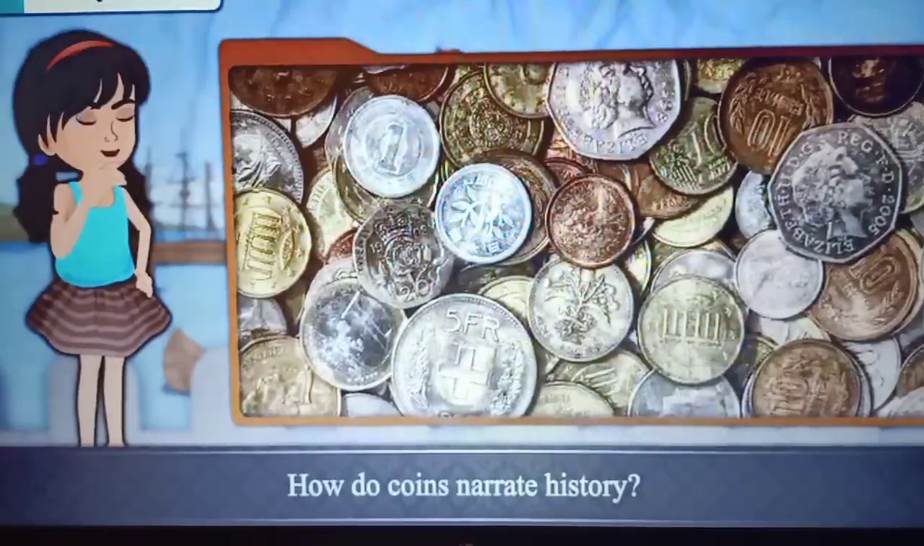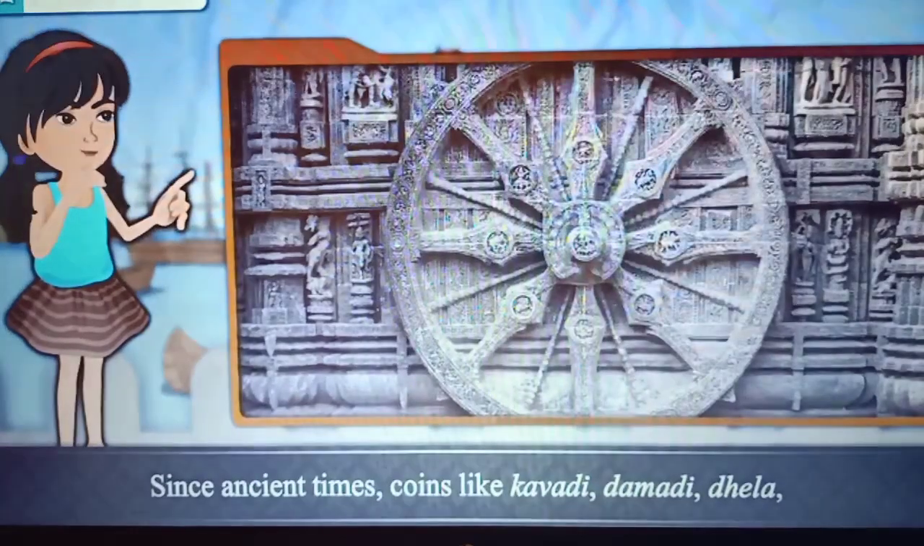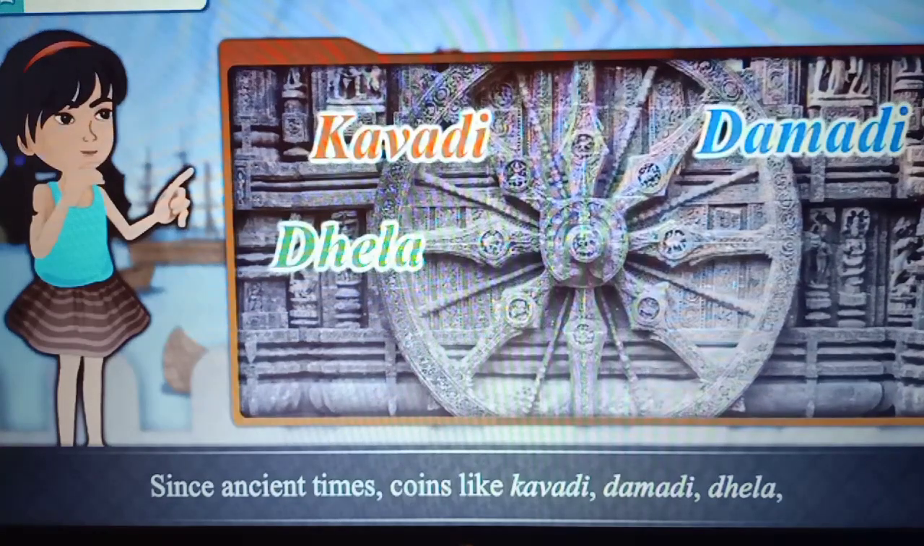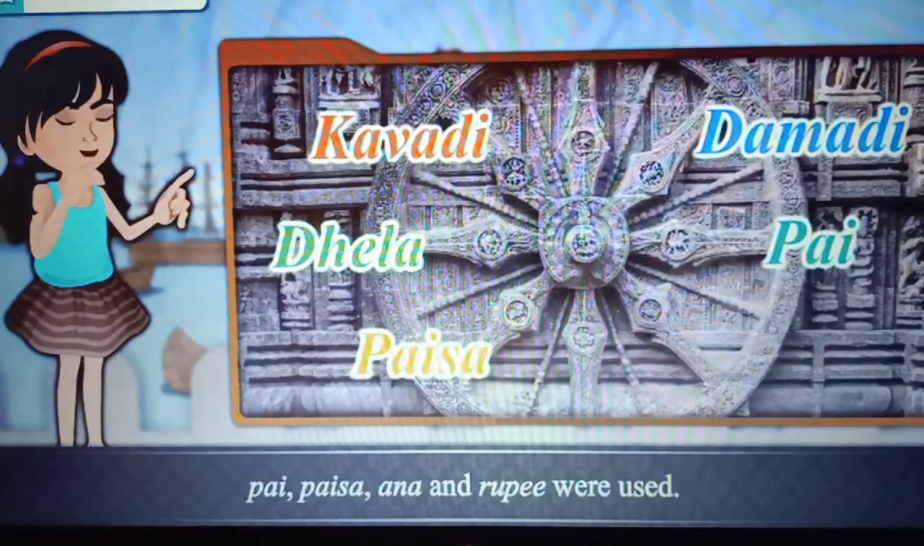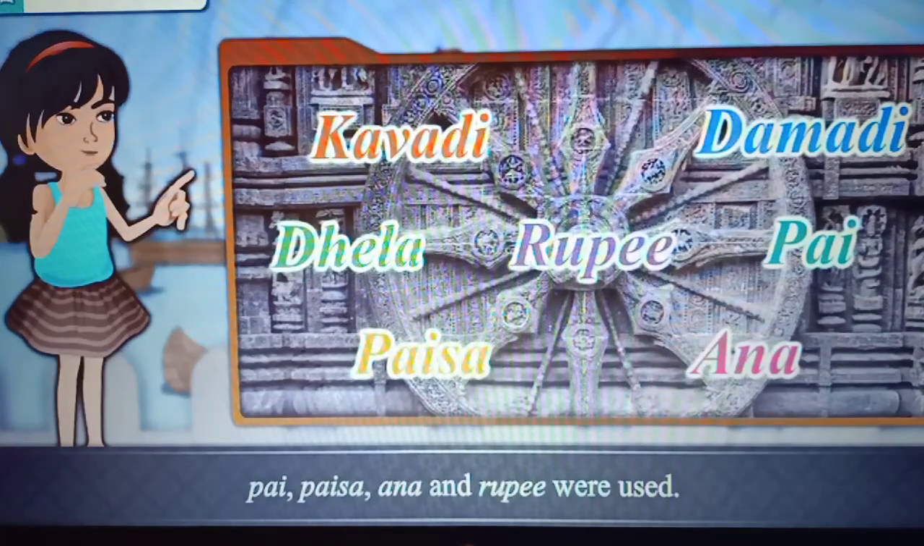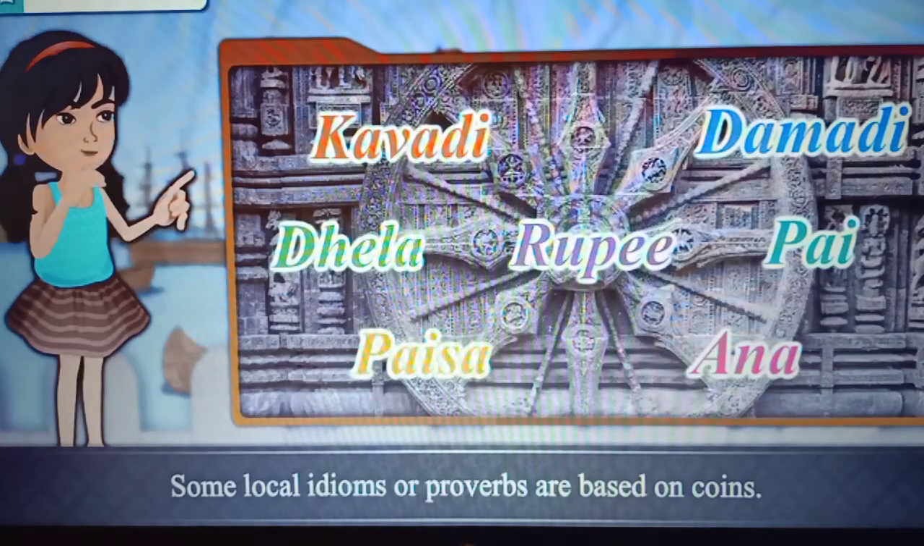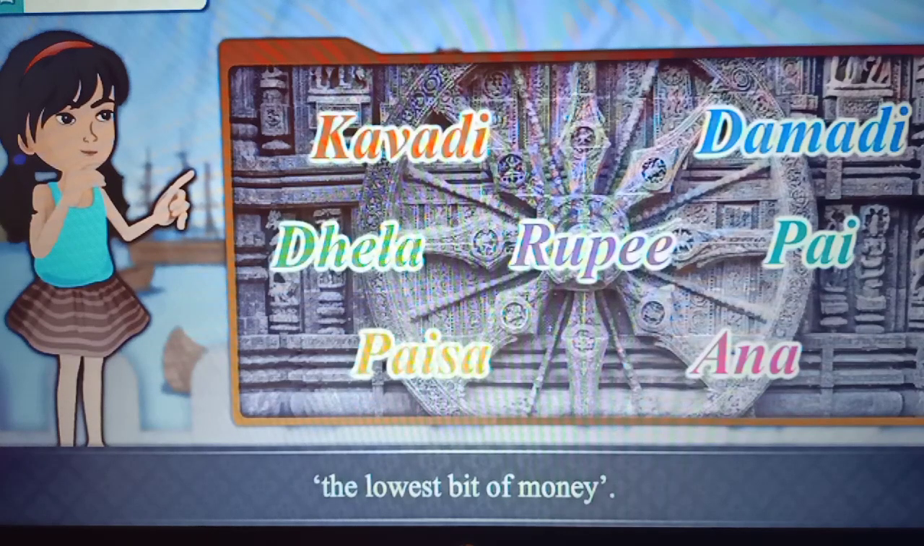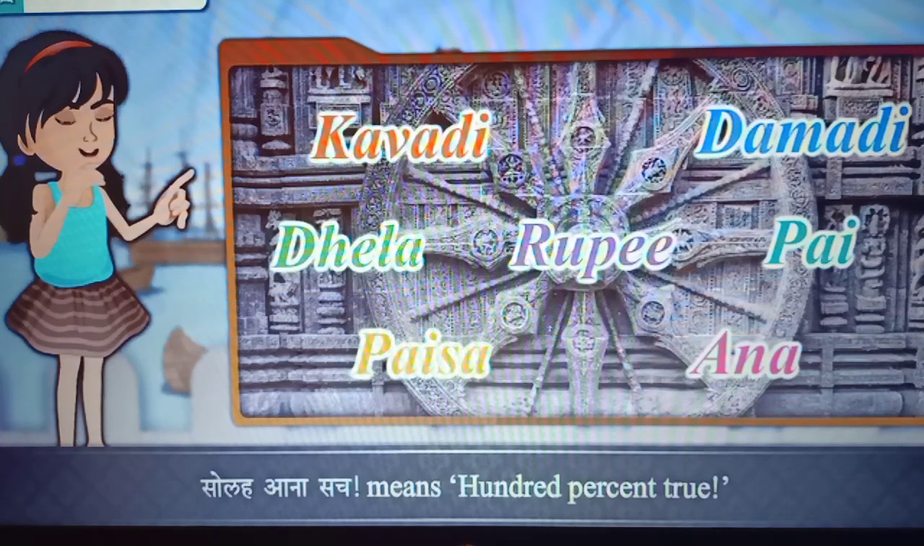Can you tell? How do coins narrate history? Let's learn. Since ancient times, coins like kavadi, damdi, dhela, pai, paisa, ana, and rupee were used. Some local idioms or proverbs are based on coins. For example, एक फुट की कवड़ी देनार नहीं. Here, फुट की कवड़ी means the lowest bit of money. Sola ana sach means 100% true.